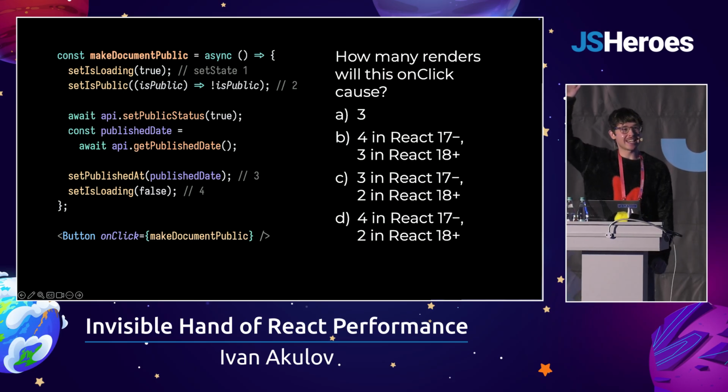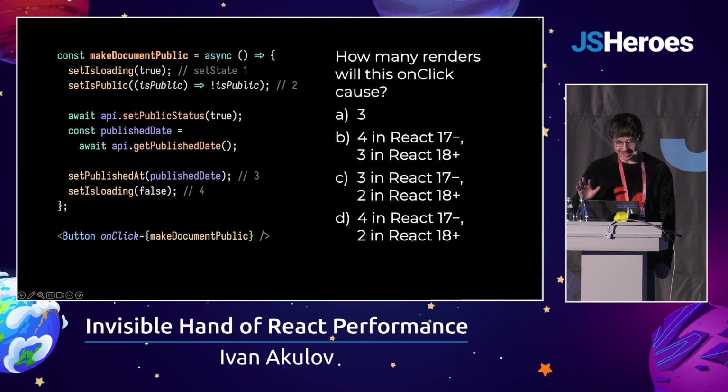Okay, so who thinks it's A? Wow, I see no hands. Who thinks it's B? 1 hand, 2 hands. Who thinks it's C? A few hands. Who thinks it's D? A lot of hands. So the answer is C.